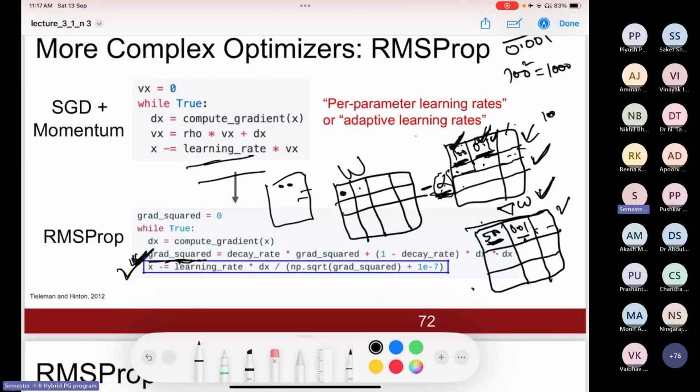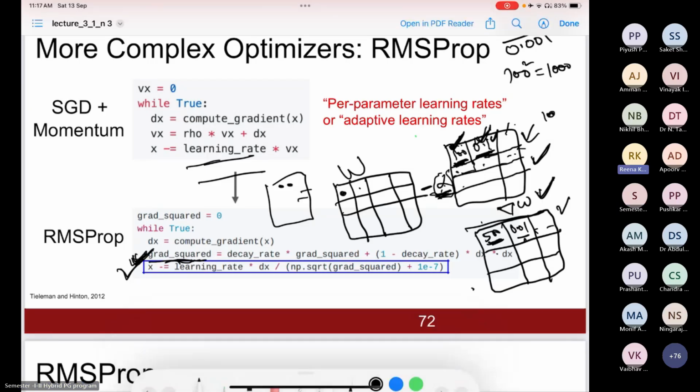Now is it fine? Yes, sir, yes, I got it.